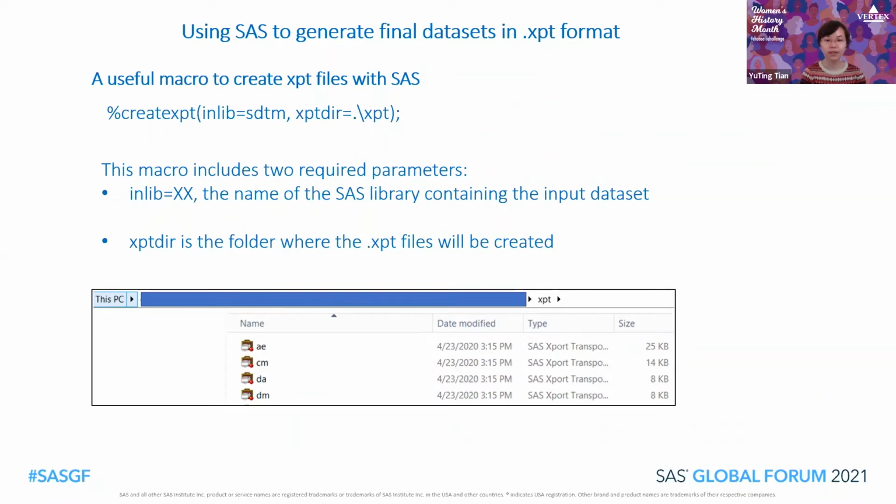The first parameter is inlib. This is the name of the SAS library containing the input dataset. For example, you can say inlib equals SDTM. And the second parameter is XPTDIR. This is a folder where the XPT files will be generated. So in the bottom, this is the output of XPT files generated by the SAS macro.